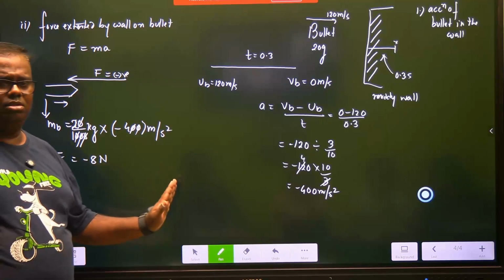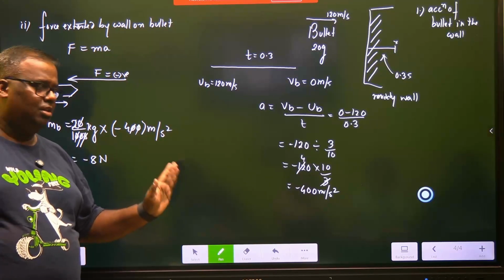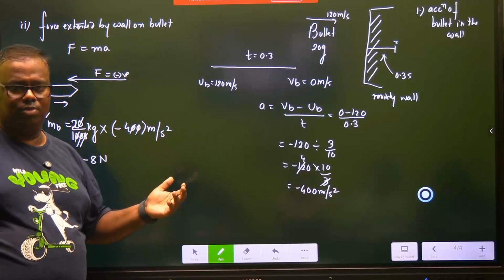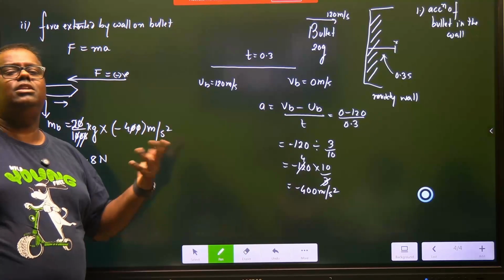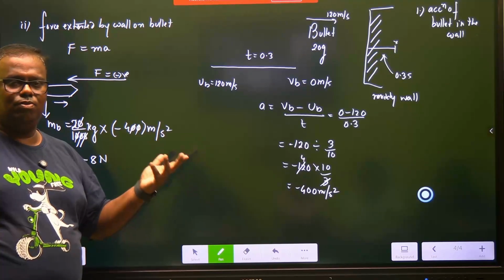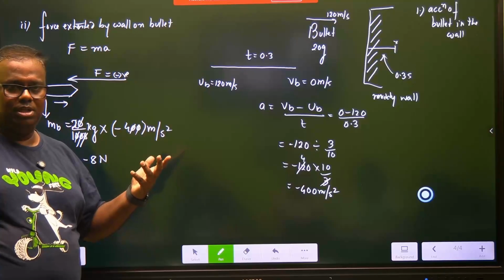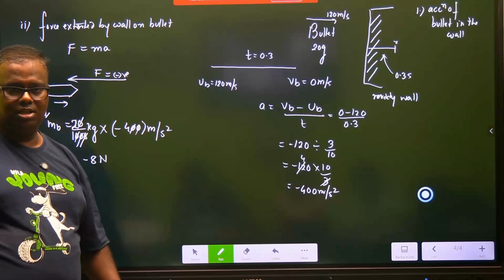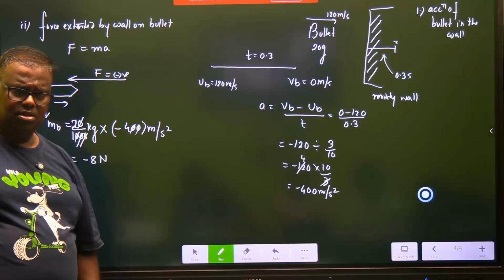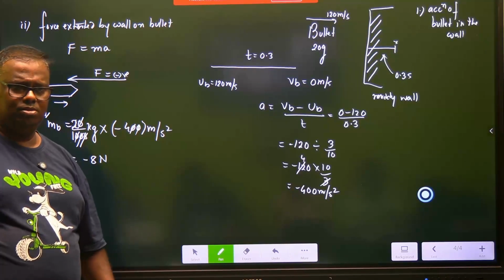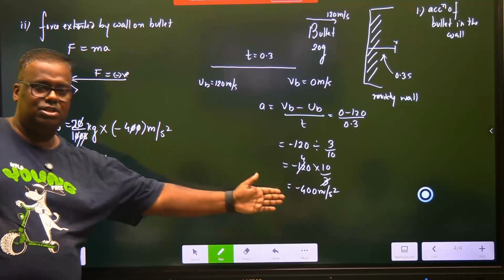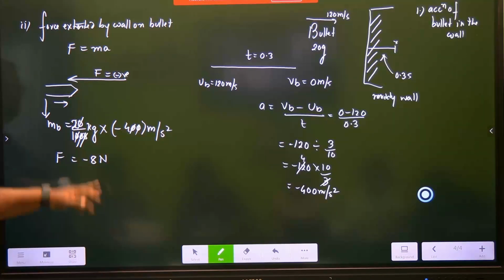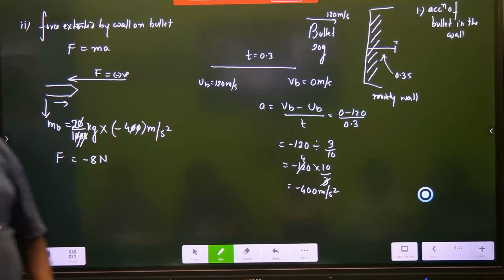Take the bullet. Forget everything. The bullet stopped. Why did it stop? Somebody must have given a force from the reverse direction. Why did the bullet stop? Somebody must have given a force to the bullet to stop. That means the bullet must have experienced a force in the opposite direction. Let's calculate that. What is the mass of the bullet, you know? What is the acceleration the bullet is facing, you know? Mass into acceleration gives you a force. The force came negative 8 Newton. Now you need to justify what is negative 8 Newton.